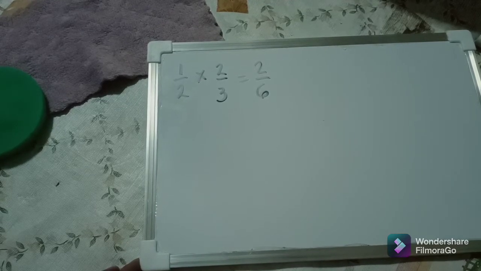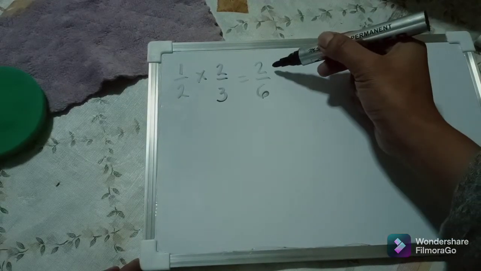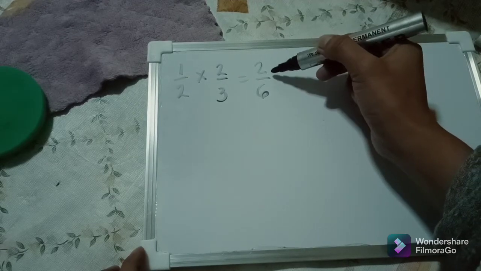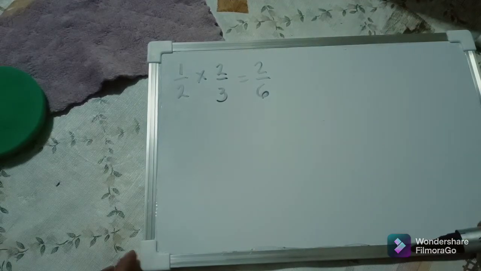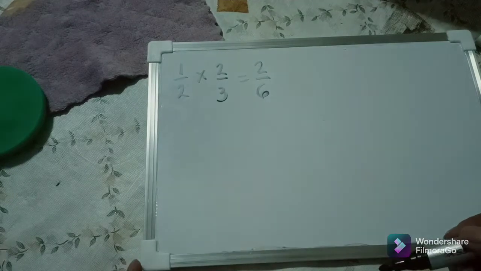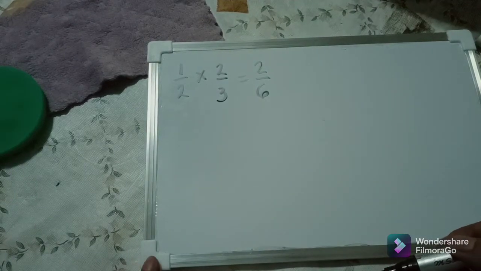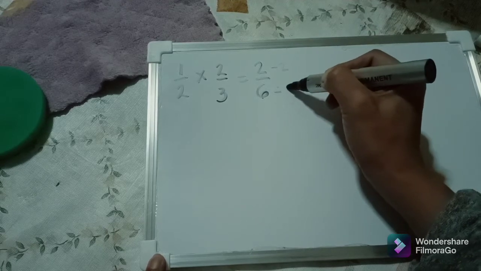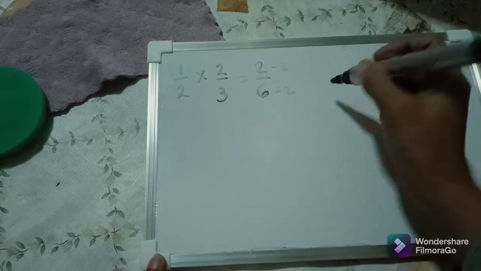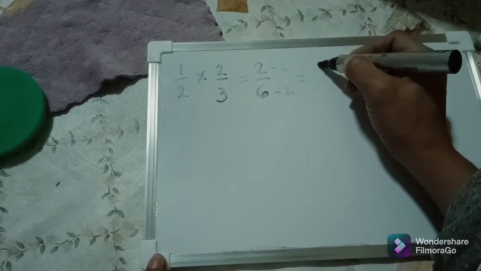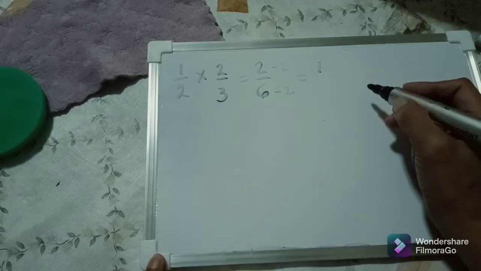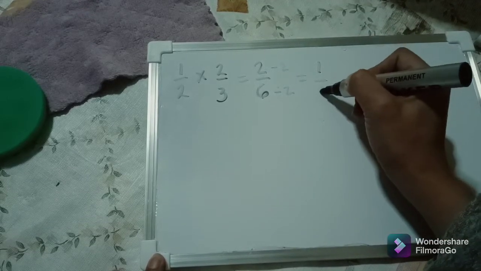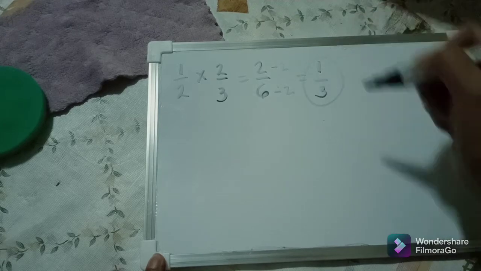So how to simplify? Just think of a number that can divide both the numerator and the denominator. So what number can divide both the numerator and the denominator? 2. Okay, so divided by 2, divided by 2. So 2 divided by 2, that's gonna be 1. 6 divided by 2, 3. So 1/3 is our final answer.